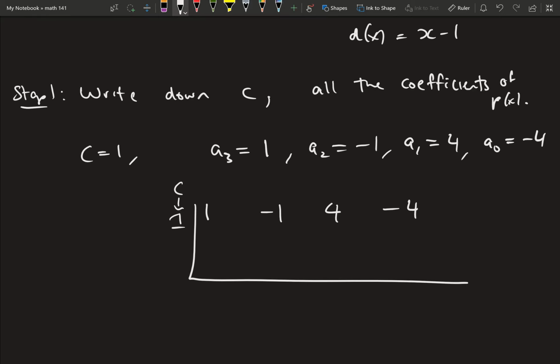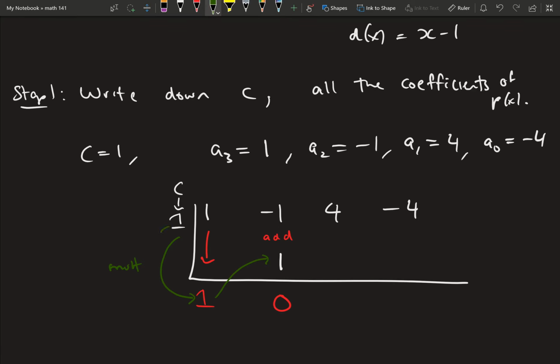Now, what do I do? This is a procedure which you'll see works out. Rather than doing all the explanation of why, let's just do the method. What we do now is we drop down this 1. Then we multiply this 1 by this 1, and we place it here. So that becomes another 1 here. Now we add. Negative 1 plus 1 is 0.